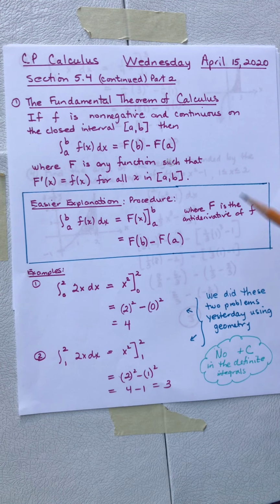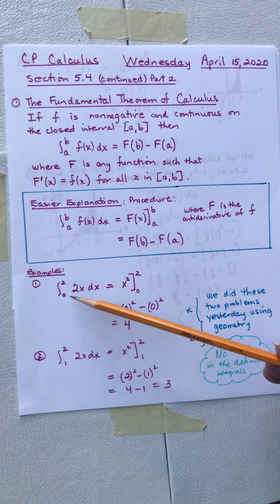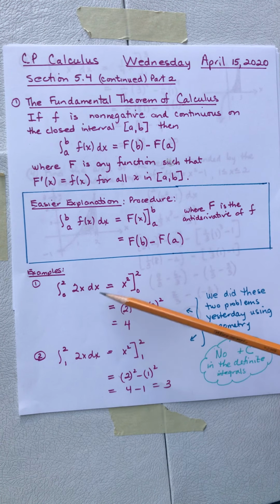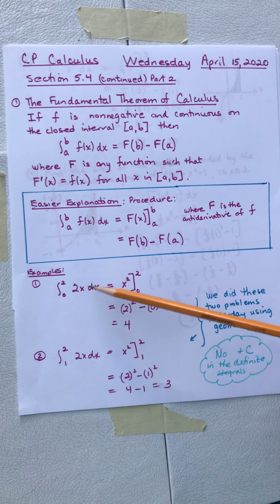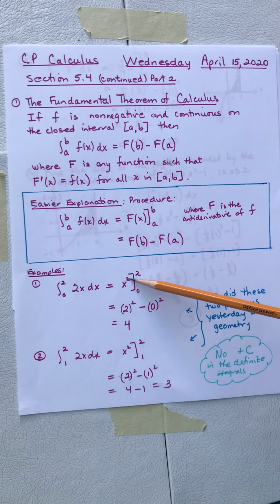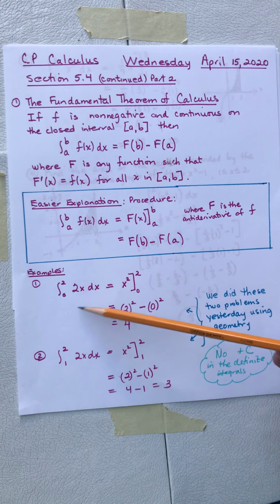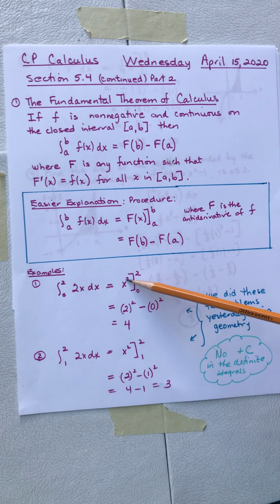In fact, these are the same two problems you did yesterday geometrically because they were made up of line segments yesterday. And so I'm going to show you that we can do them also using calculus. So here's yesterday's problem. The integral from 0 to 2 of 2x dx. You find the antiderivative like you did yesterday. Remember, you add 1 to the exponent, you get 2, you divide the coefficient by the new exponent, you get 1. So the antiderivative of 2x is x squared.